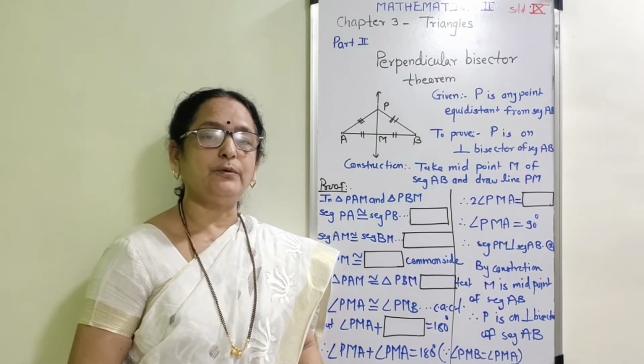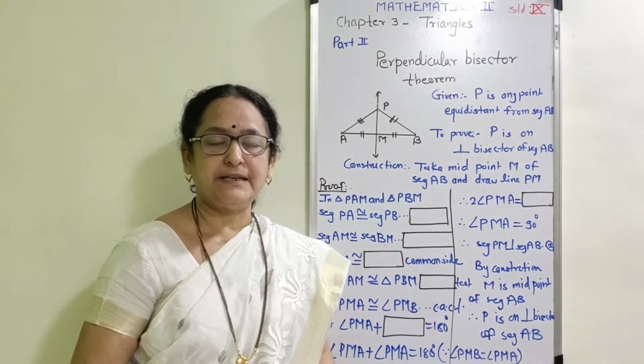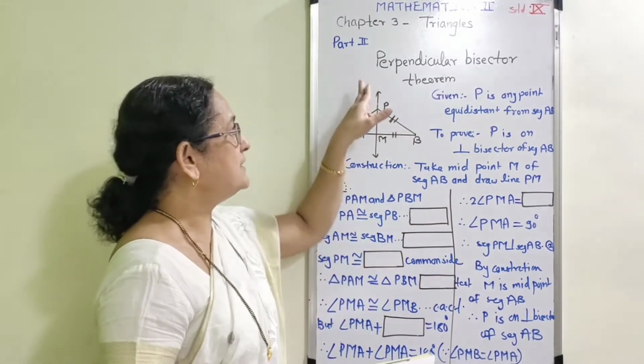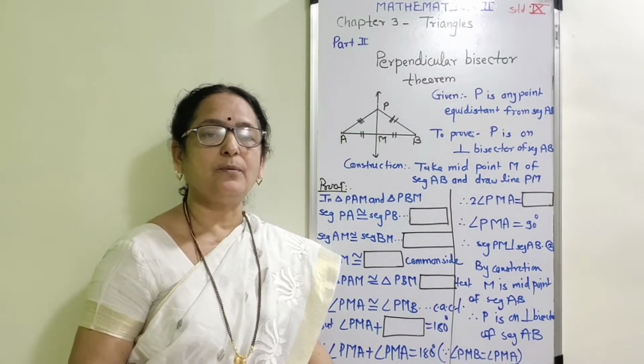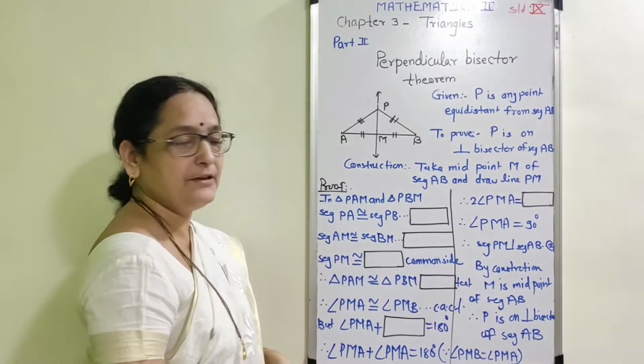But in our textbook, they have mentioned that it is part 2 of the perpendicular bisector theorem. That's why I have also not mentioned this is the converse, but actually the statement is the converse of perpendicular bisector theorem. Now observe the given thing in the figure.